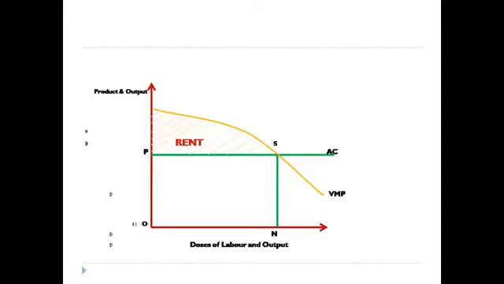Now coming to the final figure, the rent and average cost. The average cost of the production process is shown against the value of the marginal product curve, with the doses of labor and the output generated. Whatever is generated above the cost is called rent. So the figure is clear. The value of the marginal product is equal to MPP times price, and the area above the average cost curve, which comes under the VMP curve, is called rent.